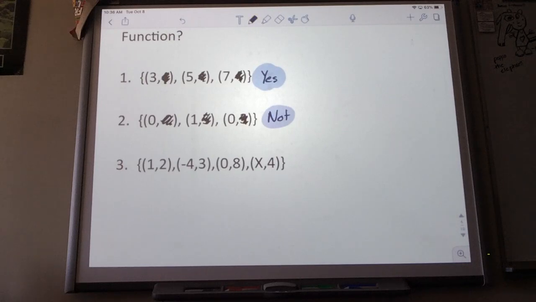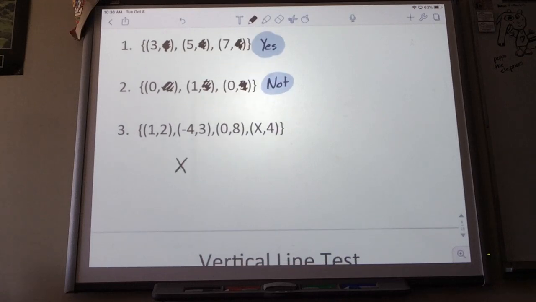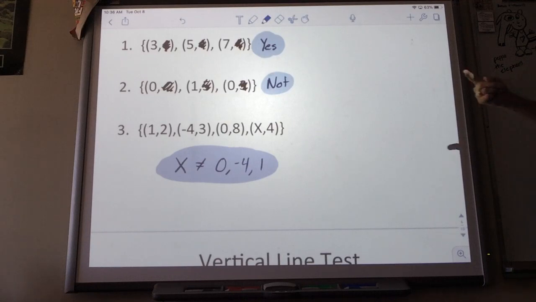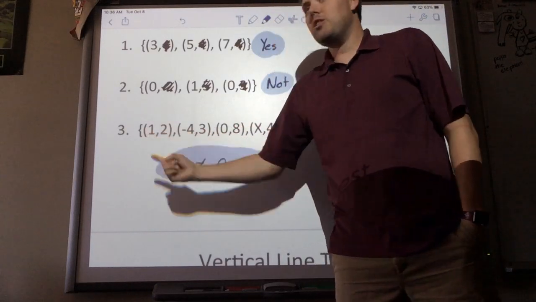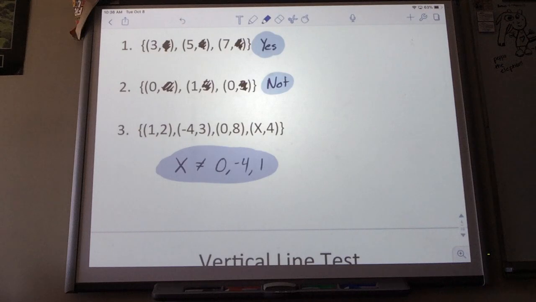Last one, this is a different way they could ask it. They could say, what would make this not a function? So what is x not allowed to be? So x cannot equal what? 0, -4, or 1. Okay, because if we plugged any of those in for x, then we would be repeating because there's a 0 and a -4 and a 1 already. We could plug anything else and that would be a perfect function. Okay, so very simple if you can see those points, right? Very, very easy.